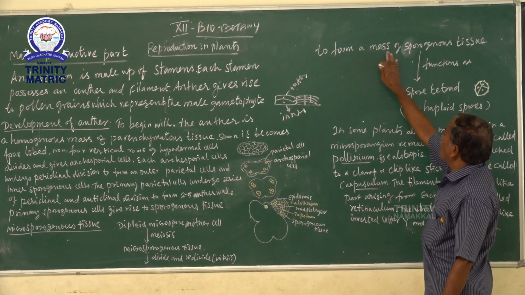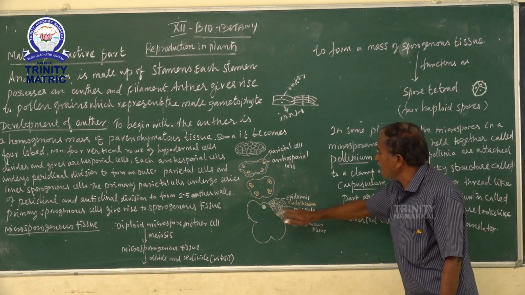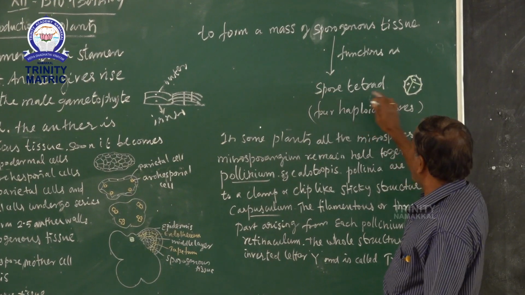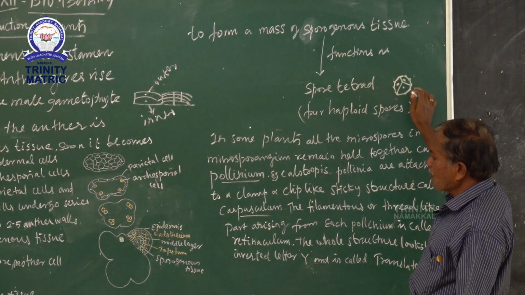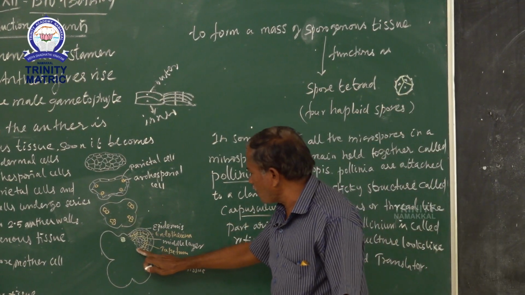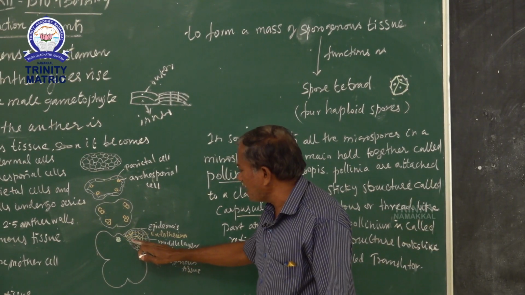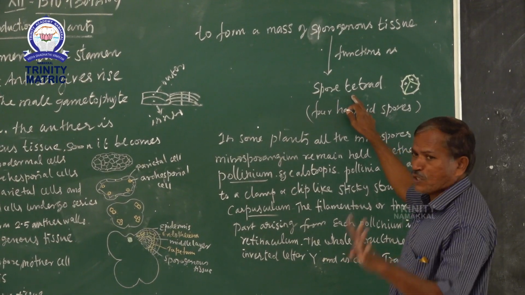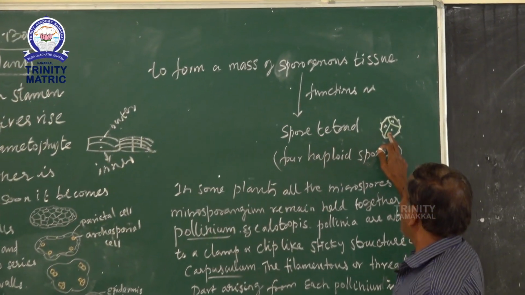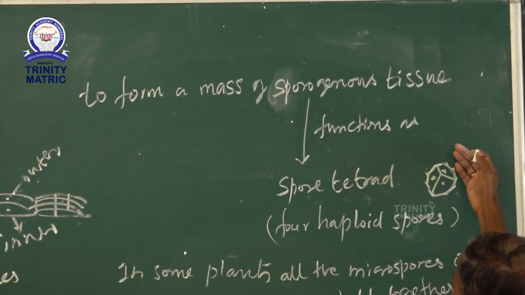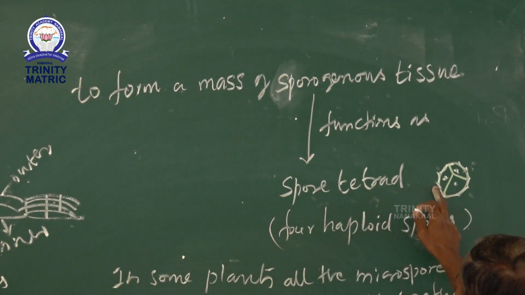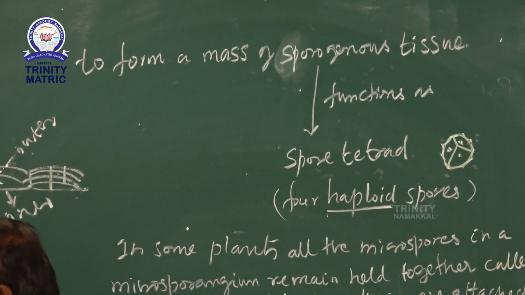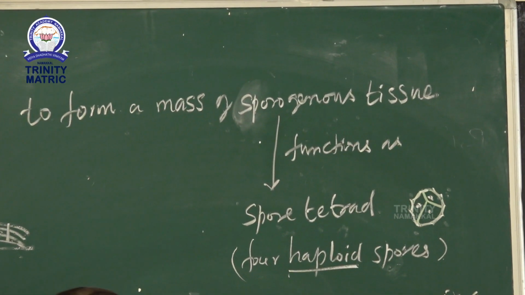This mass of sporogenous tissue functions as a spore tetrad. Inside, the sporogenous tissue undergoes division and functions as a microspore tetrad. Tetra means four. There are three cells, and the back side has another cell. This microspore tetrad is haploid, but the microspore mother cell is diploid in nature. All of you remember this.